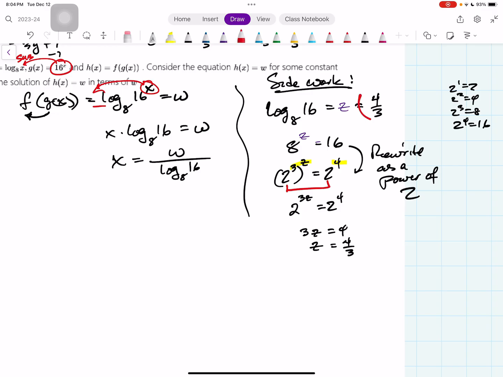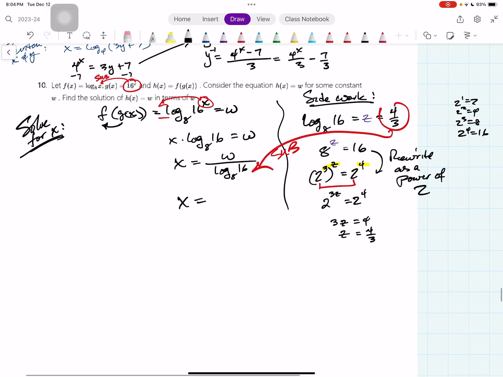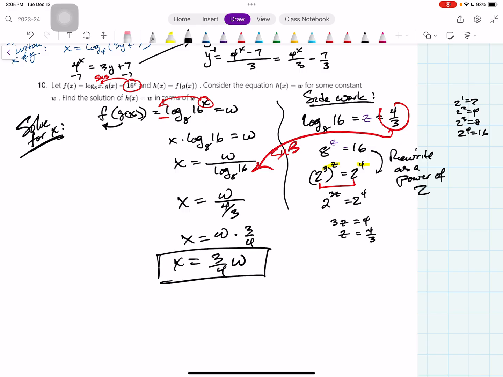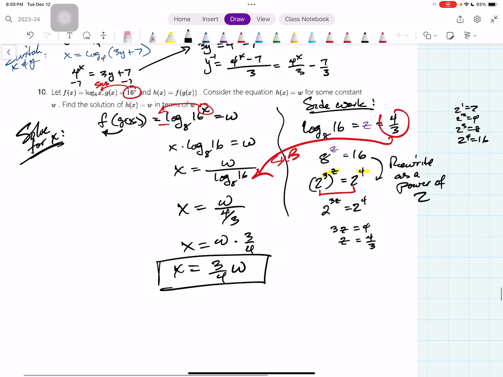So I'm going to take this and bring it over here. Substitute it in, because now I know what it is. And now I've fulfilled my goal. I got h of x in terms of w, or I found my composition, which is what they want. All right, so w divided by 4/3. And as you guys know, that's the same thing as w times the reciprocal. So this is x is equal to 3/4 w. And there we go. And that's it. And there's your homework, my friends.